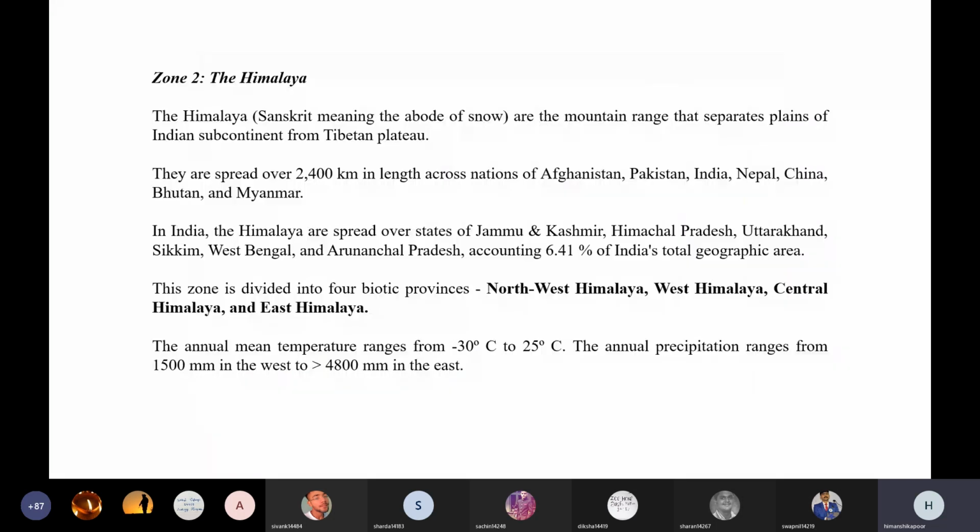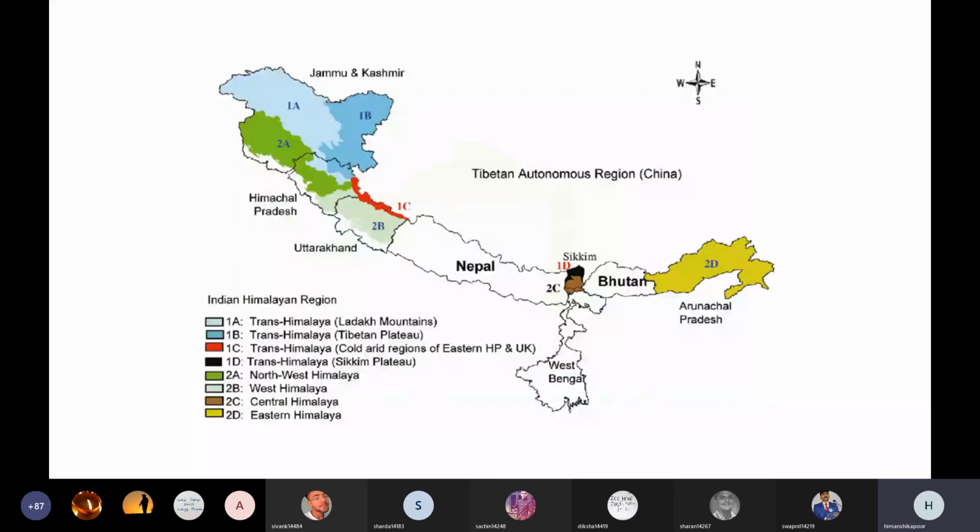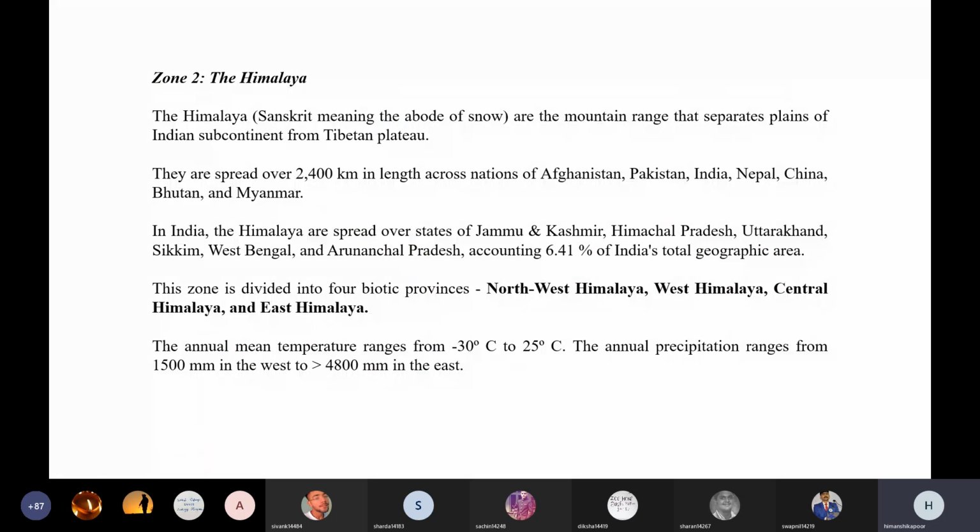Now coming to the Himalayan zone. So what would be in the Himalayan zone? Obviously, this region. And what would be the biotic provinces over here? So the Himalayan zone is divided into 4 biotic provinces. We have Northwest Himalaya, West Himalaya, Central Himalaya, and East Himalaya.